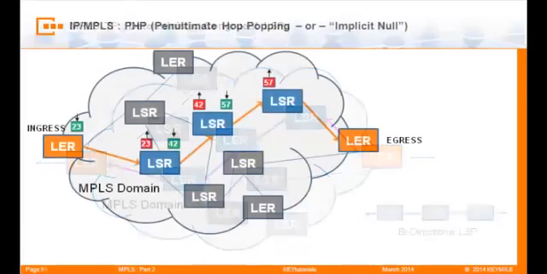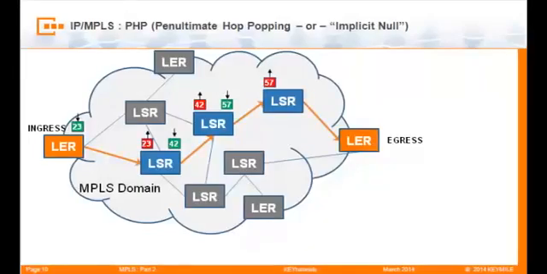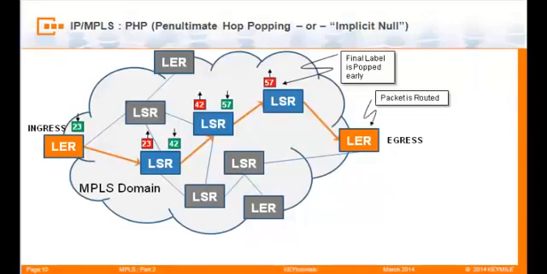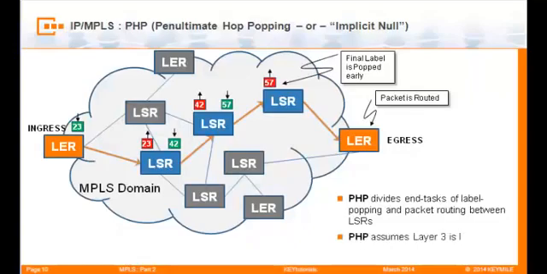So the first one was called penultimate hop popping. You'll remember that the egress LER has 2 jobs to do. First of all, to remove or pop the label, and then to route the packet. Well, PHP simply removes the label at the LSR just before the final LER, leaving the LER only the job of routing to do. The idea is that it improves efficiency, though some people doubt this. The problem for transport operators is that PHP assumes the payload is IP, and so for that reason alone, PHP cannot be a feature of MPLS-TP.